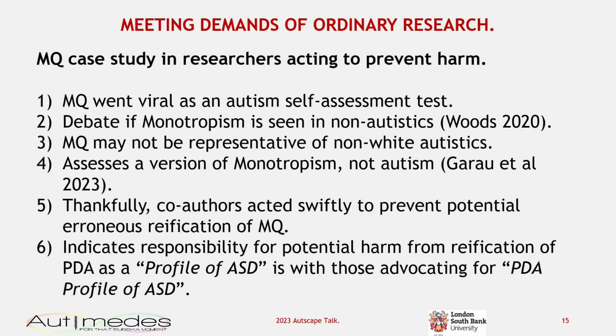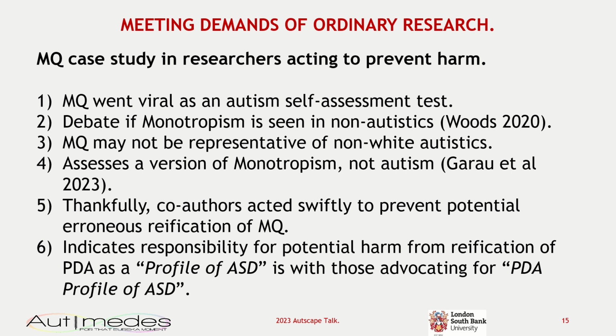And I'm saying that because the present MQ is significantly based on our monotropism work, and there are some slight disagreements among monotropism experts over how exactly monotropism presents, etc. So what this action tells us is that I and my co-authors have made a decision to challenge this potential reification of the MQ as an autism self-assessment test, because we're trying to avoid any harm being done by that, and that's because we have no difficulty doing that.